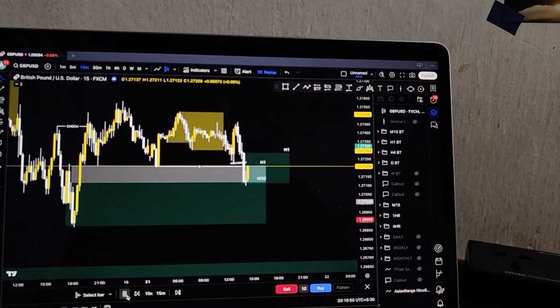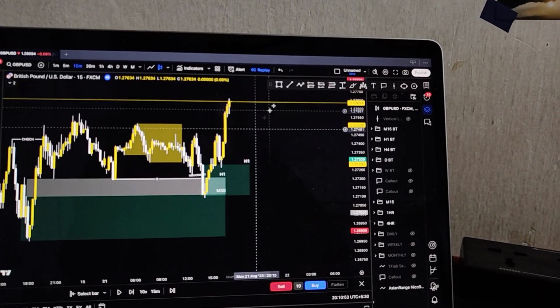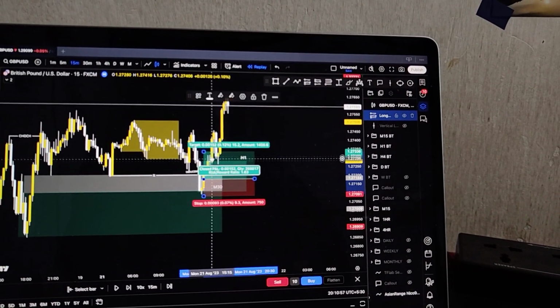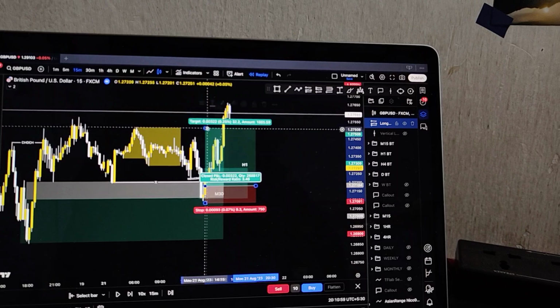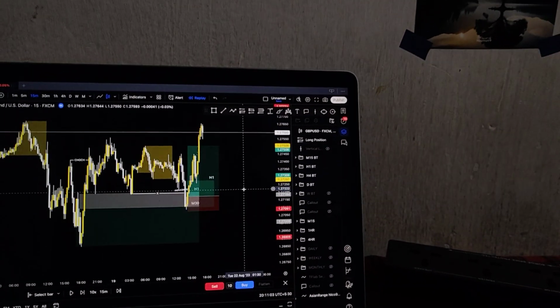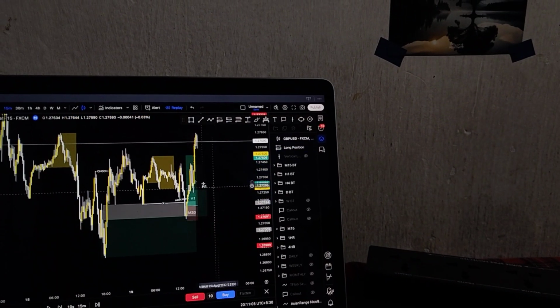So what I did was I literally waited for the price to do that, and I took a position right here, which for some reason is not showing right now, so I will have to do it again, something like this. And I took a buy position right there, and it was a winning trade.